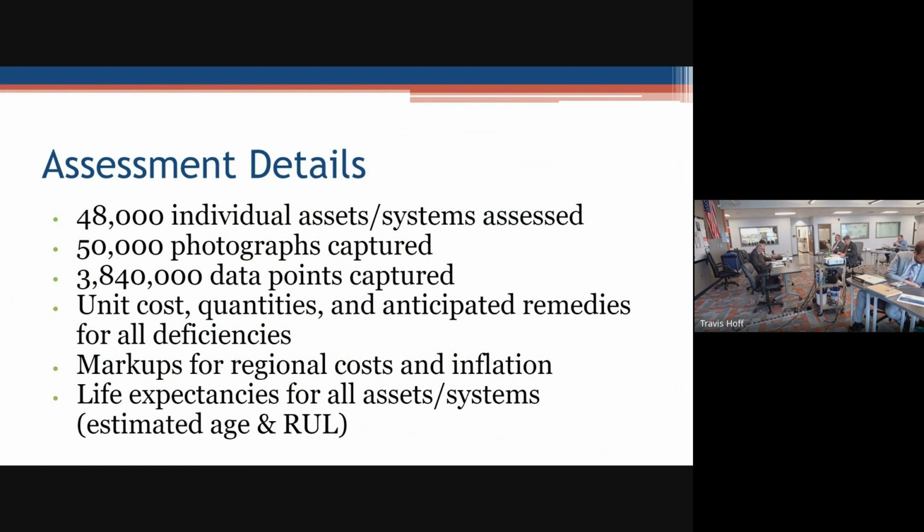Some of the assessment details, just to give you an order of magnitude on what we've been working through for the last year, trying to sort through all this stuff and get it ready to go live, to build the system and aim to do the migration of all the data from the Bureau Veritas database into ours. There are 48,000 individual assets and systems that were assessed as part of the assessment. We've got 50,000 photographs captured and uploaded to that asset in the AIM database.